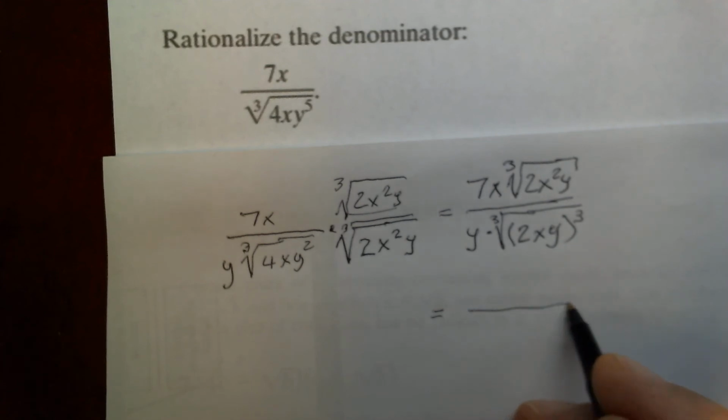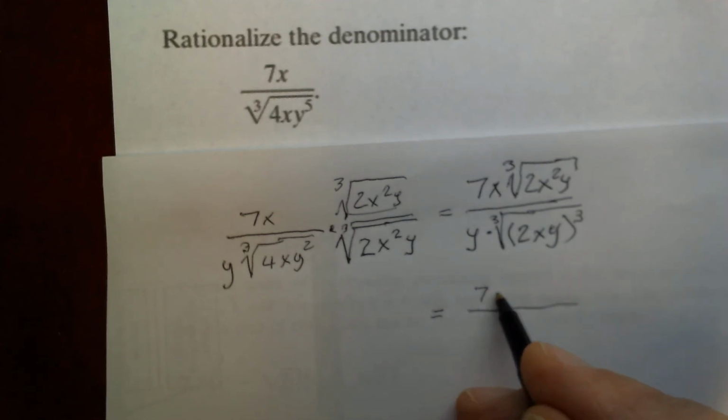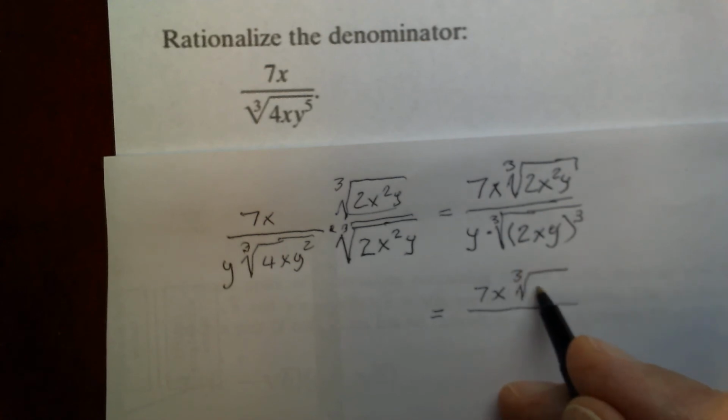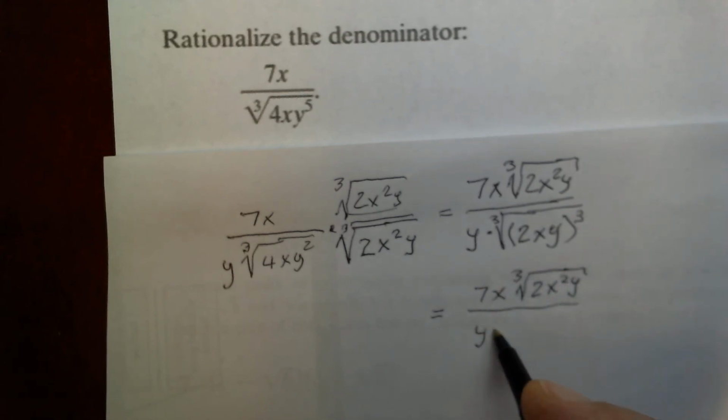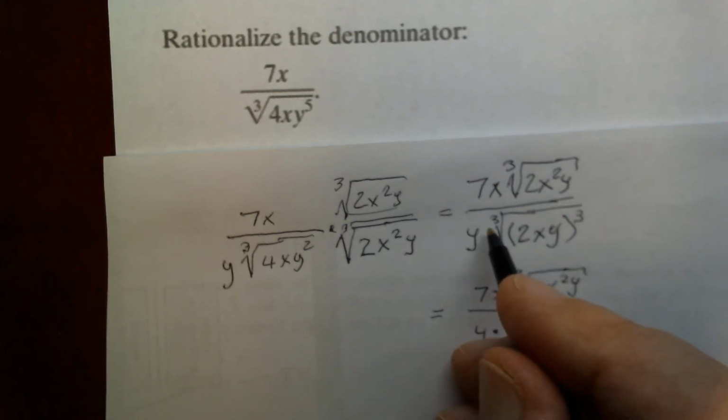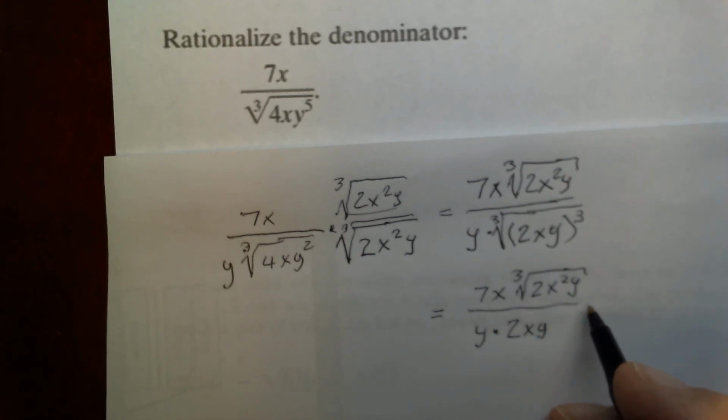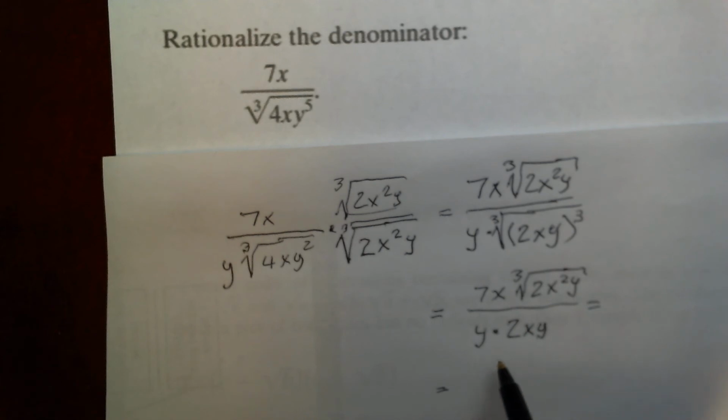And next step would be to write it as 7x times the third root of 2x squared y divided by y times 2xy. The third root of that would be 2xy. And now we can cancel the x's in the numerator and denominator. So then our final answer would be 7 times the cube root of 2x squared y divided by 2y squared.